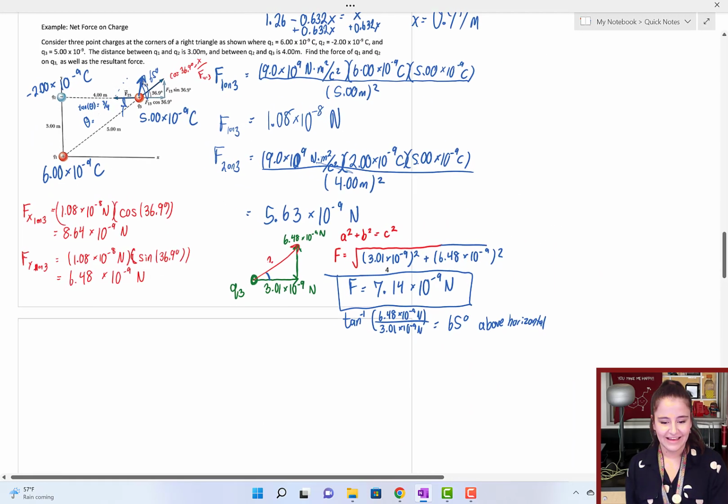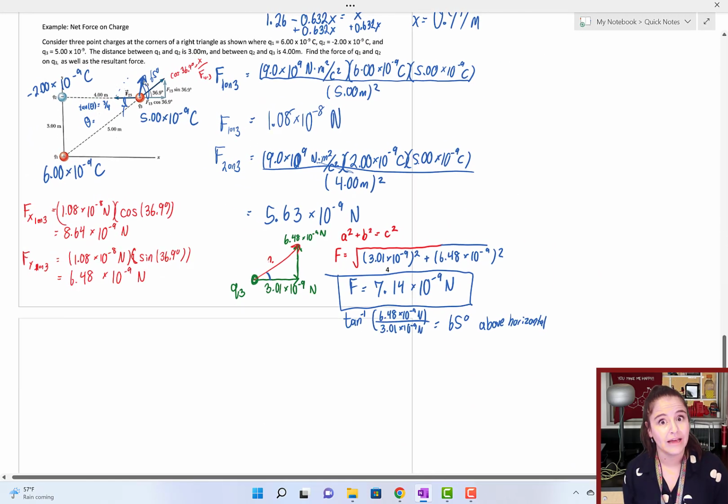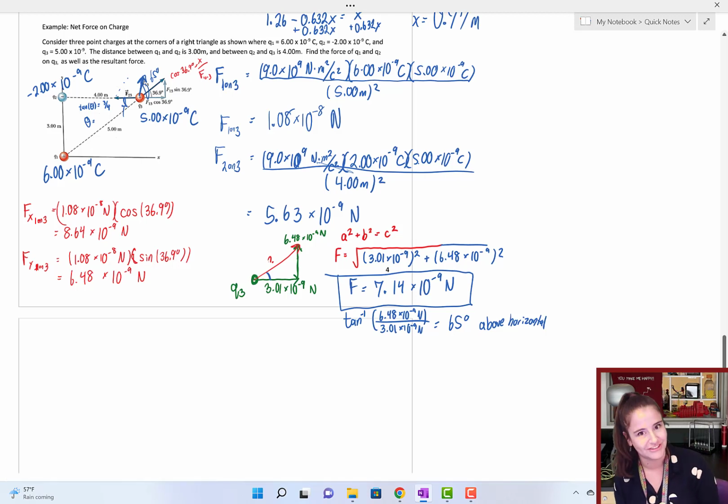That is a big, heavy, complicated vector math problem using electrostatic charge. Now you're unlikely to see something that complex on the AP exam, but you might see pieces of it, so it's helpful to understand the concepts. Okay, cool.